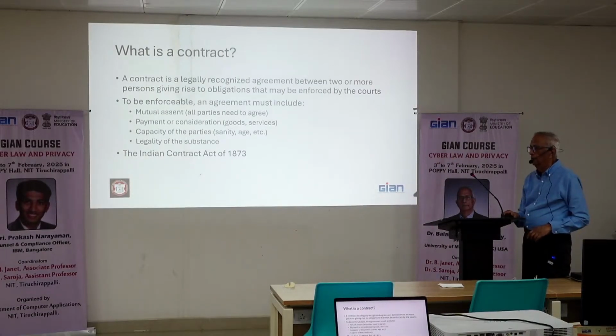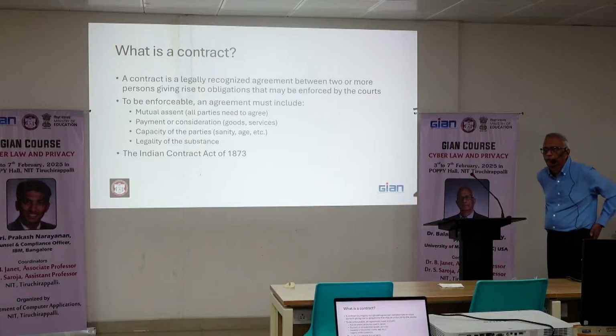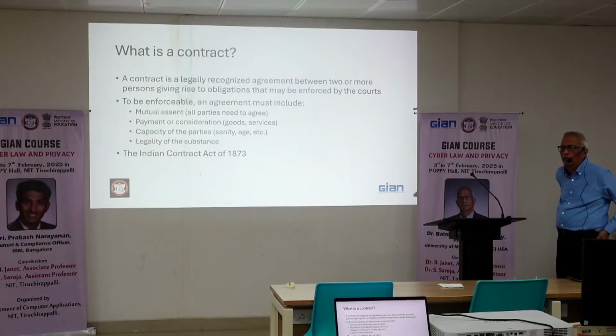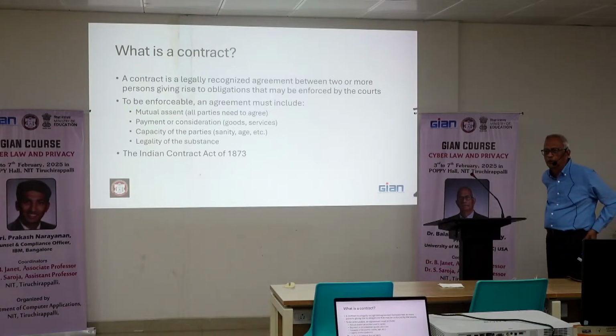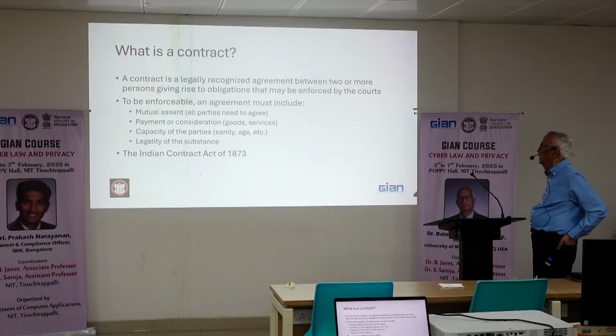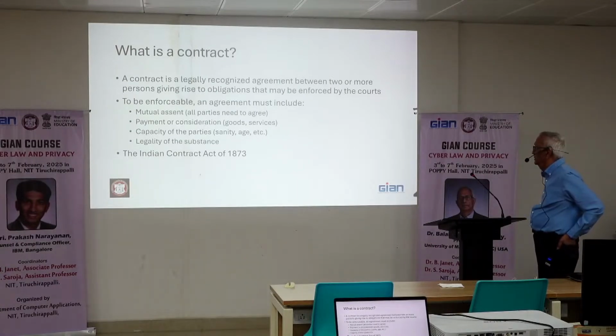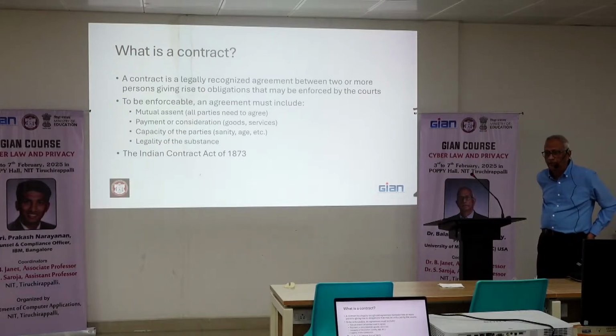First of all, what is a contract? The contract definition actually came from the Act of 1873. Obviously, at the time, the British were still ruling India. It was called the Indian Contract Act of 1873. So basically, a contract is a legally recognized agreement between two or more parties giving rise to obligations that may be enforced by the court. In other words, it has a legal component.